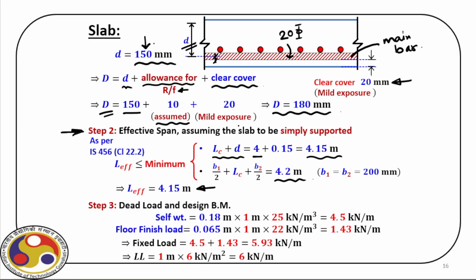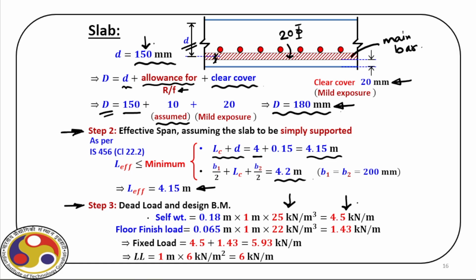Then once we evaluate L effective, we come to step 3, where first we calculate the load applied. So we have the self weight of the slab. Remember the total depth is 180 millimeter, and that's why we have 0.18 times 1 times 25 kilonewton per meter cube, that is given in IS 456. That is the density of the reinforced cement concrete. So using that, what we get is omega is 4.5 kilonewton per meter.